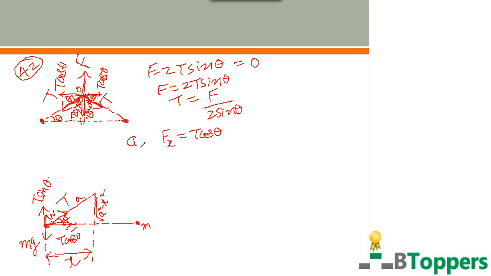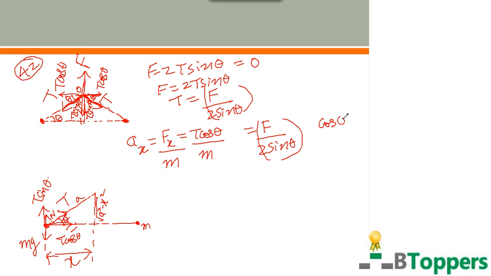So the x component of the acceleration of each particle is equal to the x component of the net force on each particle divided by the mass of the particle. You can substitute T equal to F by 2 sin theta. So the acceleration of each particle can be written as F by 2m tan theta, or F cot theta by 2m.